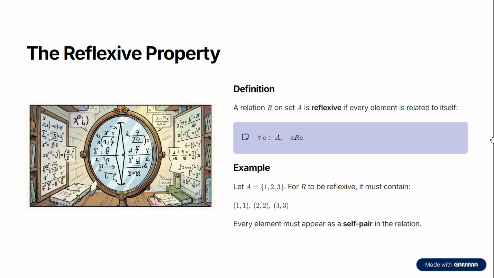The reflexive property. A relation R on a set A is reflexive if every element is related to itself: for all a belonging to A, a is related to a. Example: let A equal {1, 2, 3}. For R to be reflexive, it must contain (1, 1), (2, 2), and (3, 3). So every element must appear as a self pair in the relation.